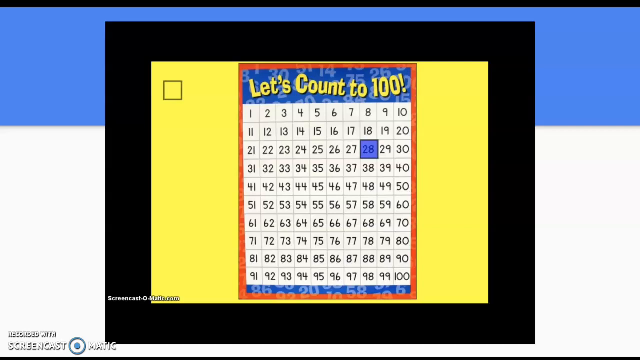Let's try it with the number 28. What would be 10 less than 28? Figure it out. If you said 18, then you're correct. Now, let's think about what 10 more would be. Using what we learned about the 100 chart, what would 10 more than 28 be? Write that number on your homework sheet.